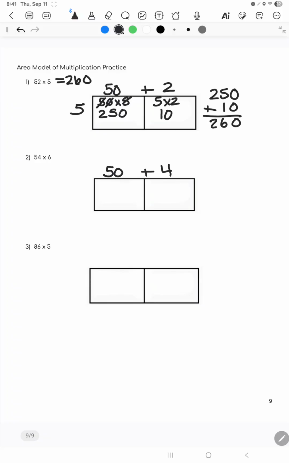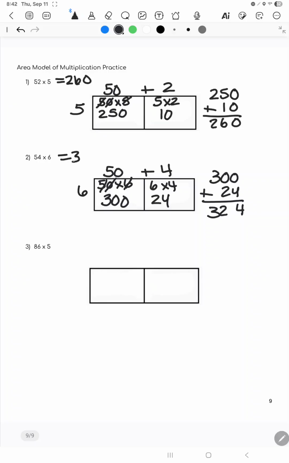54 times 6. 50 plus 4 times 6. 50 times 6. All right, I've got 6 times 5 is 30. Add 1 power of 10. Then 6 times 4 is 24. And I'm going to add these two amounts together. And that is equal to 324.